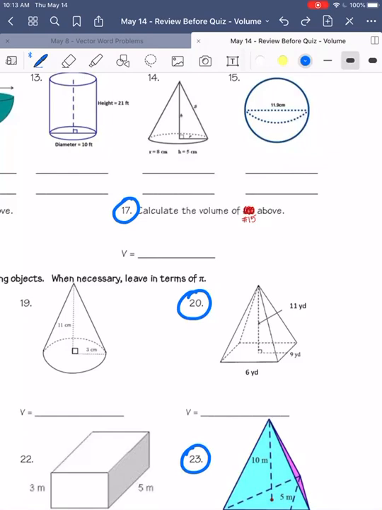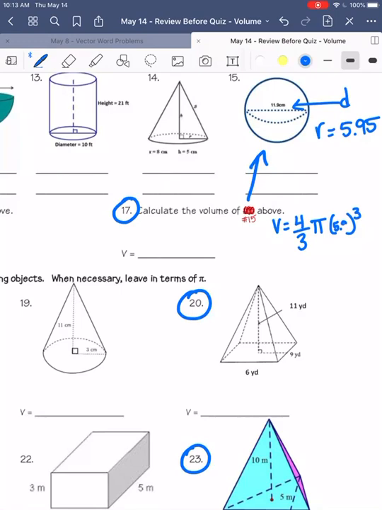All right. So 17 is talking about calculating this guy right here. So that is going to be a sphere. So volume equals 4/3 pi r cubed. And so just FYI, that is the diameter. And so to find the radius, we're just going to divide it by 2. So 11.9 divided by 2 gives me 5.95.